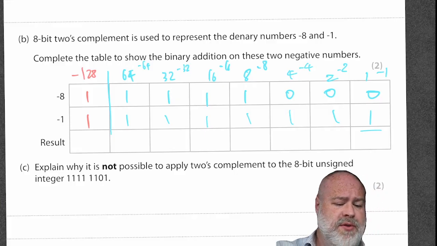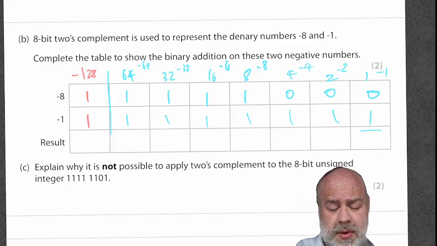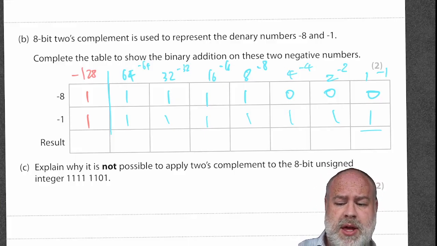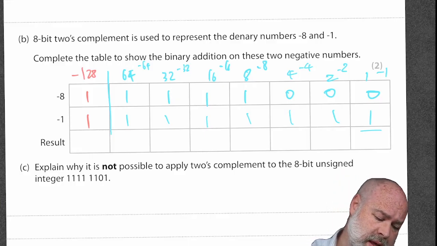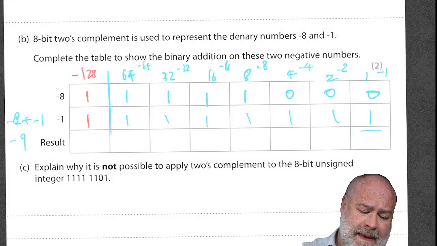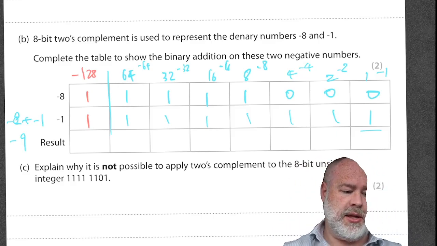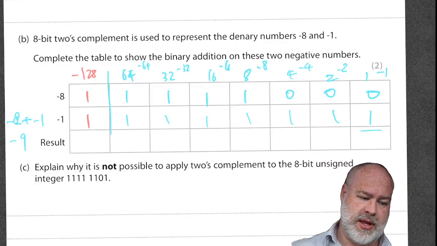And here's the thing, if you can't remember the steps for 2's complement, if you couldn't even remember the addition rules, then here's my hack, my trick. Well, what is -8 plus -1? Well, it's -9, isn't it? So -9 is all you need to be able to represent to get your correct answer.